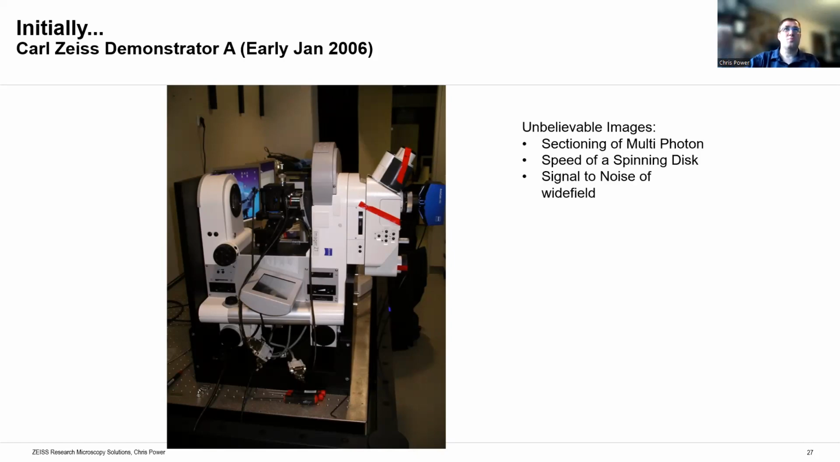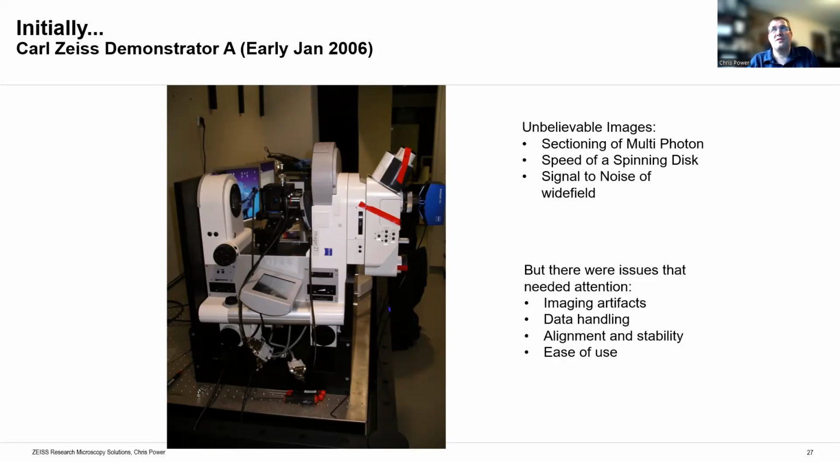Now, this microscope was great. We got the sectioning of a multi-photon, the speed of a spinning disk, and the signal to noise of a wide field system. It had some issues, mainly that there were some artifacts and it was hard to deal with the data, but we dealt with all of those in the product development over the next few years.